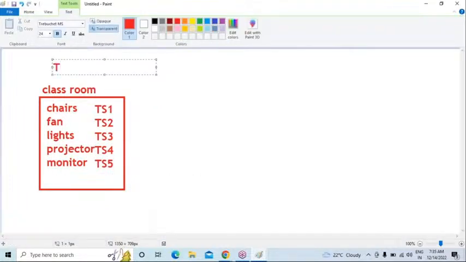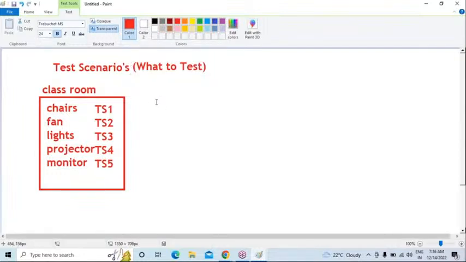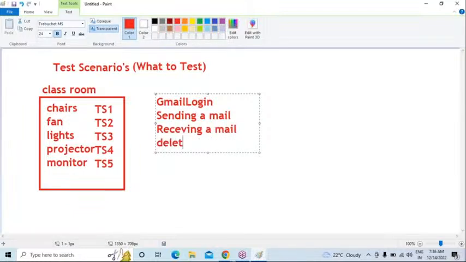So what is meant by a scenario? The scenario will explain what are the functionalities to be tested in any application. In simple words, we can define that as what to test. For example, if you take Gmail, I have to check whether the Gmail login is working or not. Then sending a mail, next receiving a mail, then deleting a mail. Like this, each one comes under a scenario.